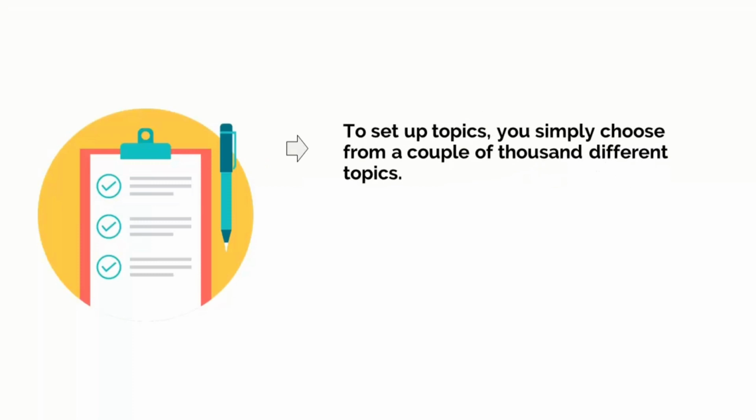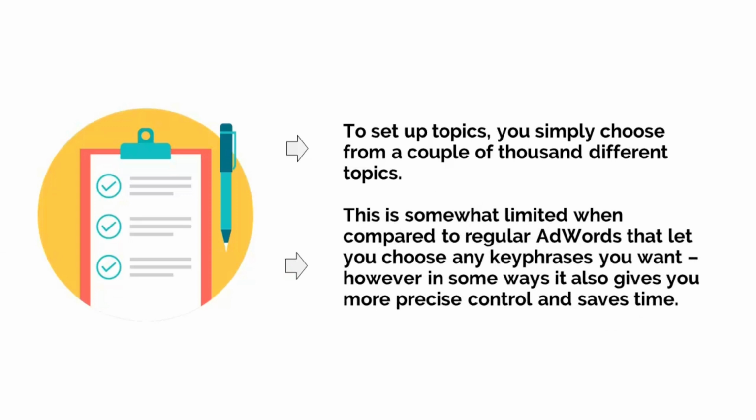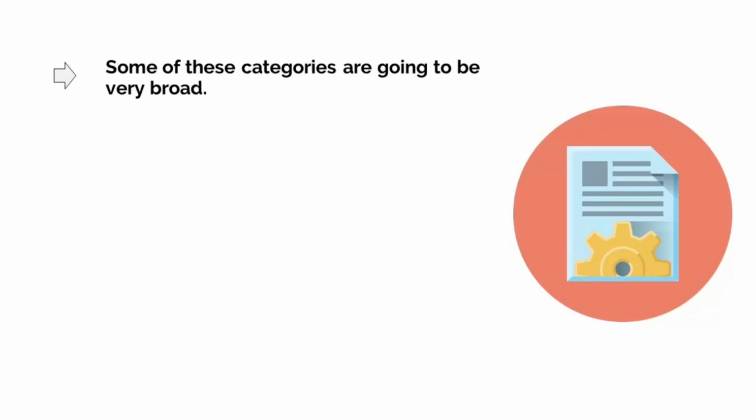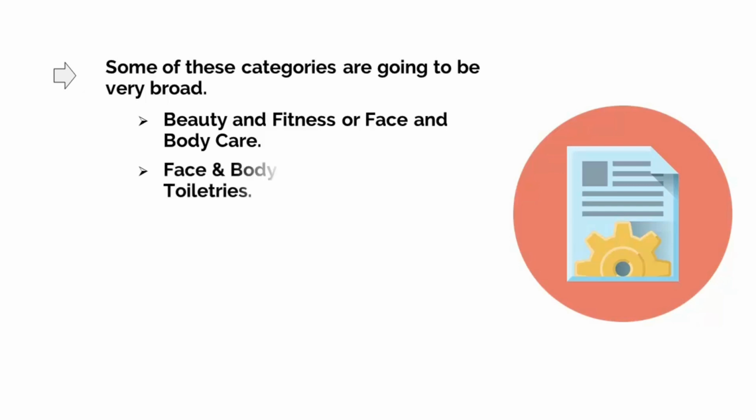To set up topics, you simply choose from a couple of thousand different topics. This is somewhat limited when compared to regular AdWords that lets you choose any key phrases that you want. However, in some ways it also gives you more precise control and it saves time. Some of these categories are going to be fairly broad. These include the likes of beauty and fitness or face and body care. These give you the most exposure but cost the most. But if you dig a little deeper into the subcategories, then you can get more niche by choosing things like face and body care or hygiene and toiletries.